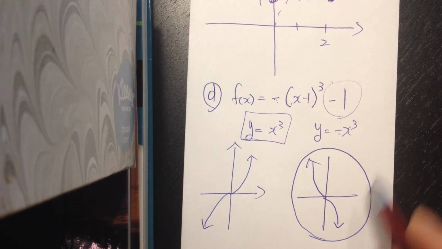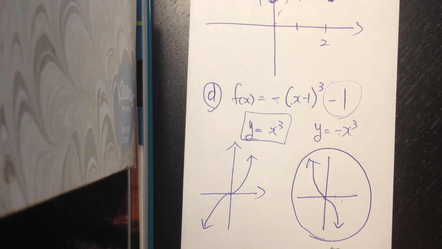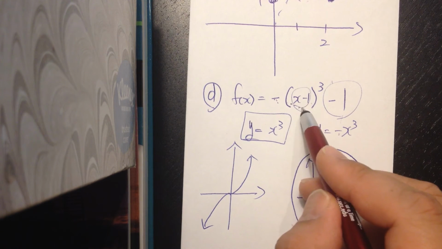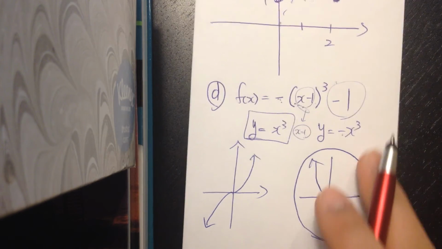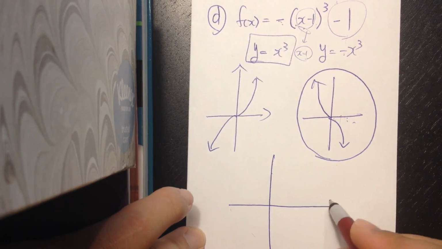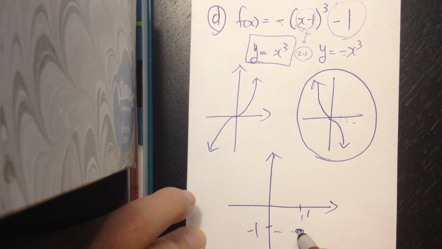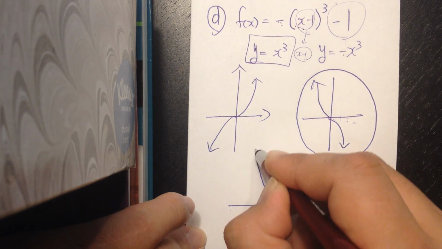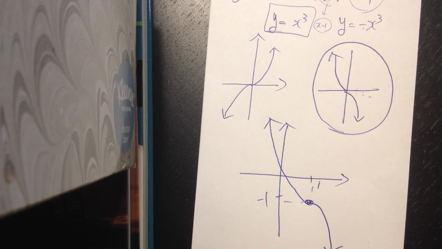Negative 1 indicates the vertical shift, which is we're going to bring it down by 1 unit. X minus 1, that means horizontal. So we'll bring it to the right by 1 unit. So when you put it all together, it will be down 1, to the right 1, something like this. That should be fine. Okay? All right.